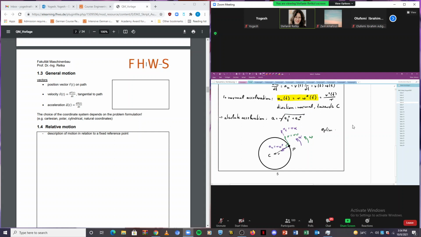Option 1. Omega unequals 0, alpha unequals 0. So all three vectors exist. We have V, AT, and AN.